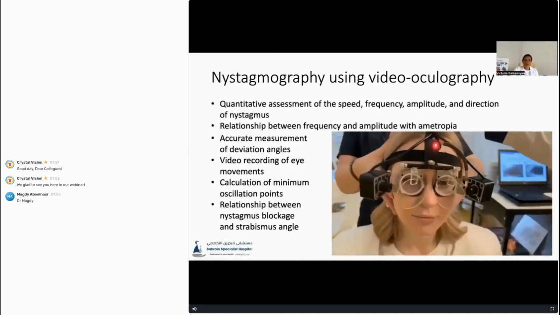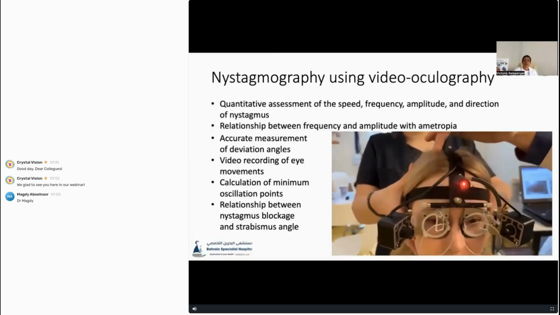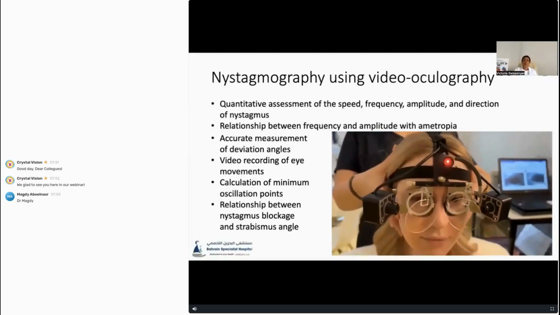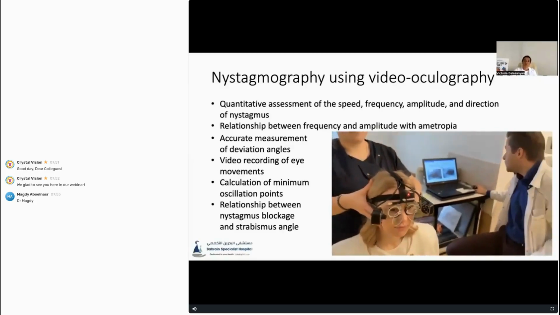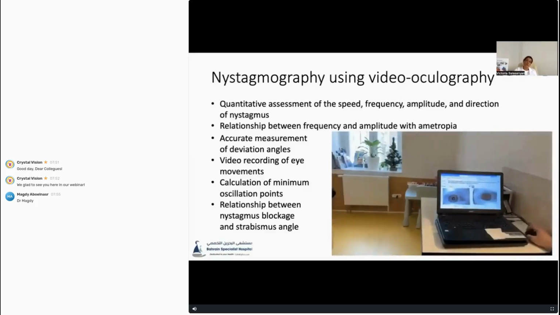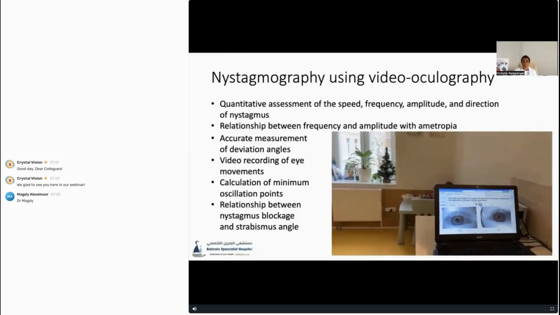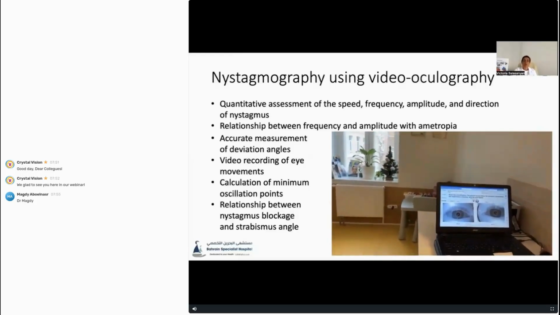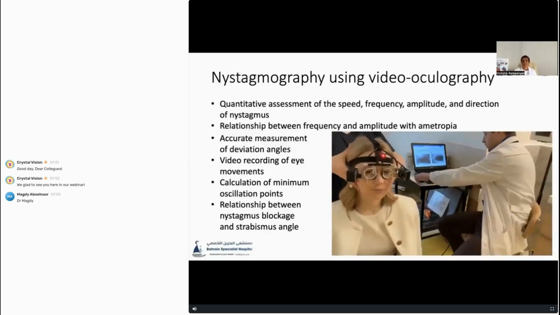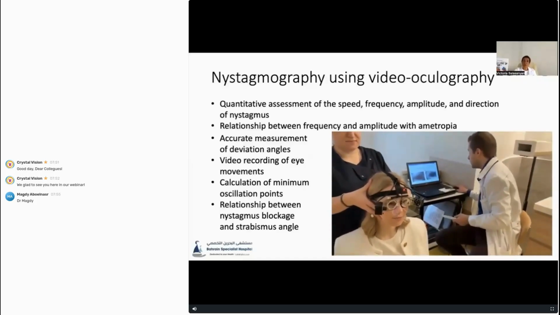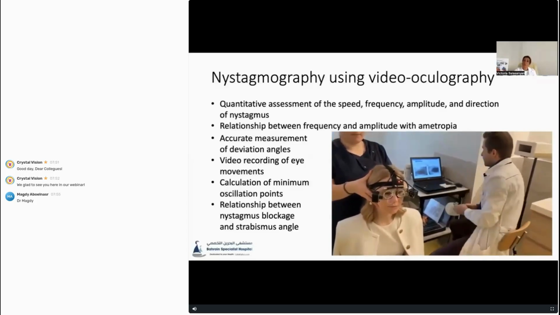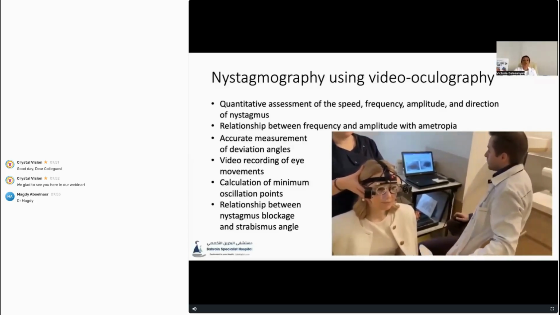Quantitative assessment of the speed, frequency, amplitude, and direction of the nystagmus includes the following. Quantitative measurements of nystagmus characteristics: measurement of nystagmus speed, frequency, amplitude, and the correlation between frequency and amplitude of nystagmus and ametropia. Evaluation: how does ametropia, myopia, or hyperopia affect the frequency and amplitude of nystagmus. Accurate measurement of the angle of deviation, determining the angle of deviation in cases when nystagmus is combined with strabismus, which is crucial for planning treatment.